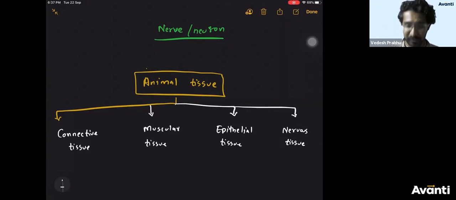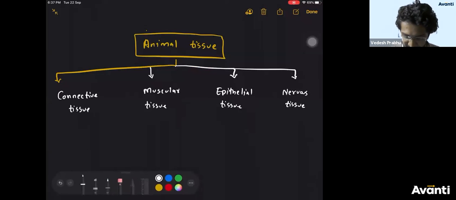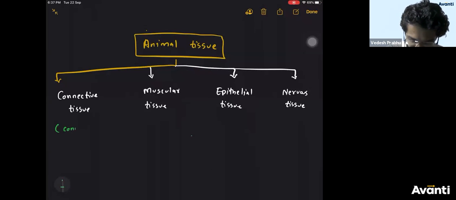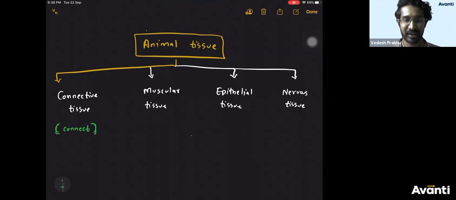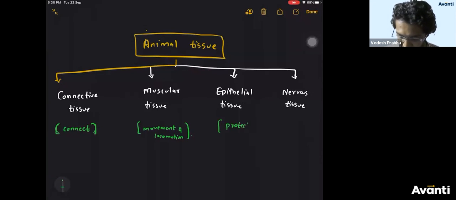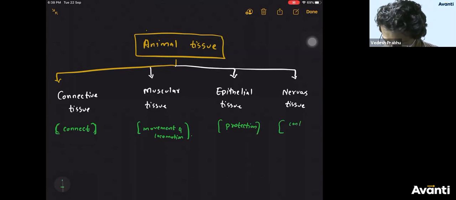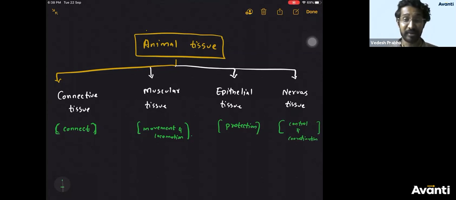Very nice. Each of them performs its specific function. I'll write here, its job is to connect. All the connecting things are done by your connective tissue, as the name indicates. Muscular tissue helps in movement as well as locomotion. Epithelial tissue is basically for protection. And nervous tissue is to transmit the signals for communication, for control and coordination. These are the functions performed by the specific animal tissues.